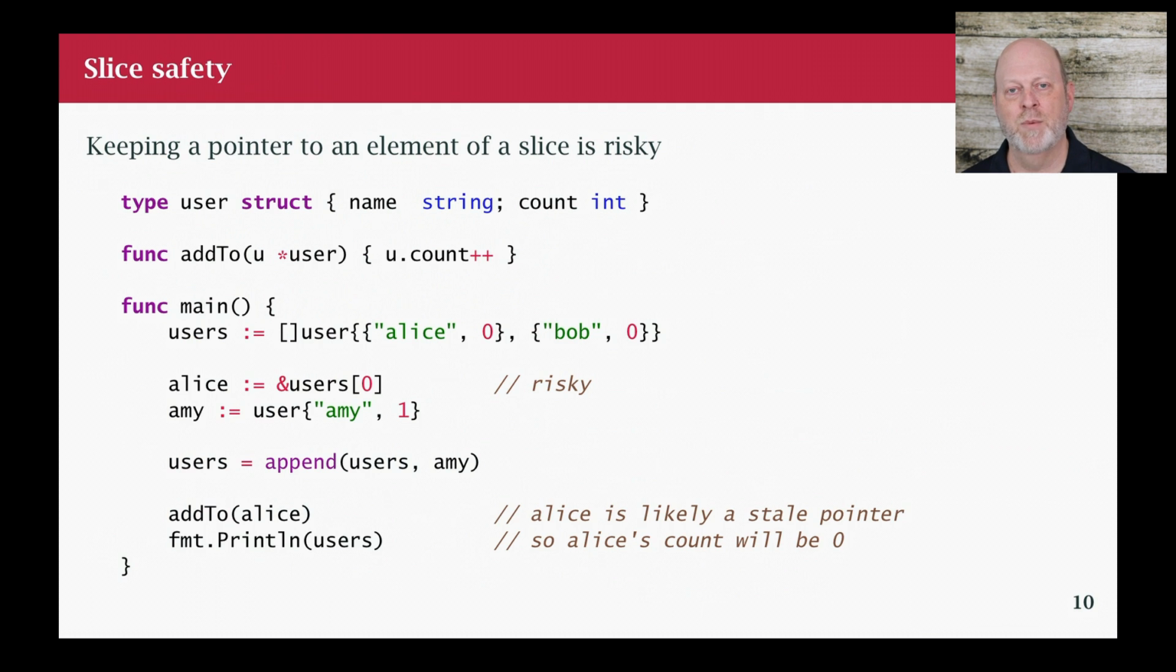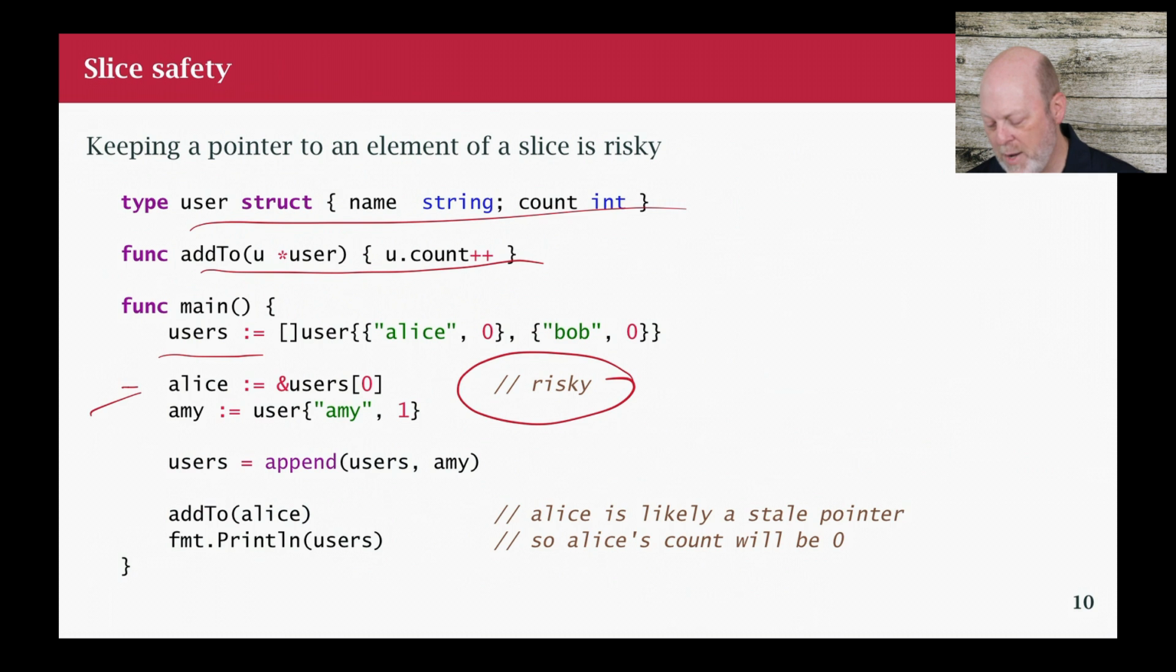The example I've got here is a perfectly good example. If I run this, I've got some user struct, and I've got a little function that takes a user and changes the count. Then I created a couple of users, and then I did a risky operation. I made a variable Alice, and Alice is a pointer to the first entry in my slice, which represents Alice. Fine, that's good as it goes. The only problem is that right now, in almost every case when I run this, users is going to be a slice with length 2 and capacity 2.